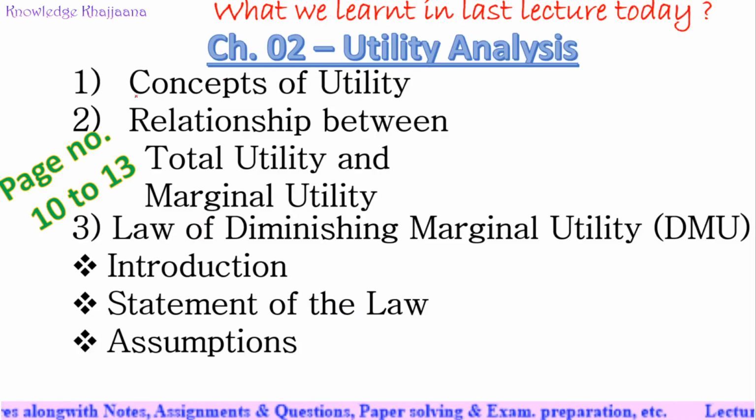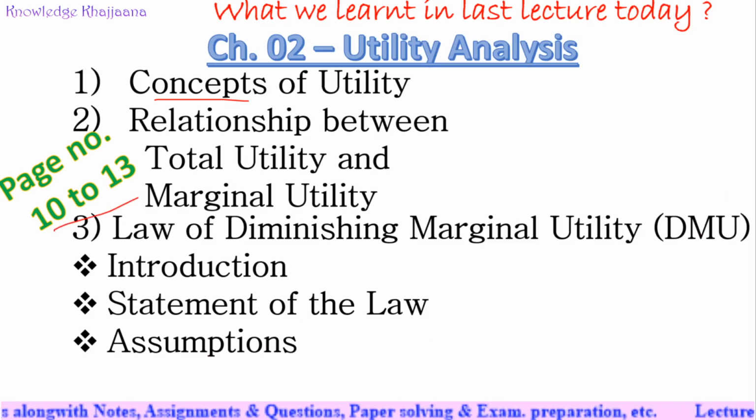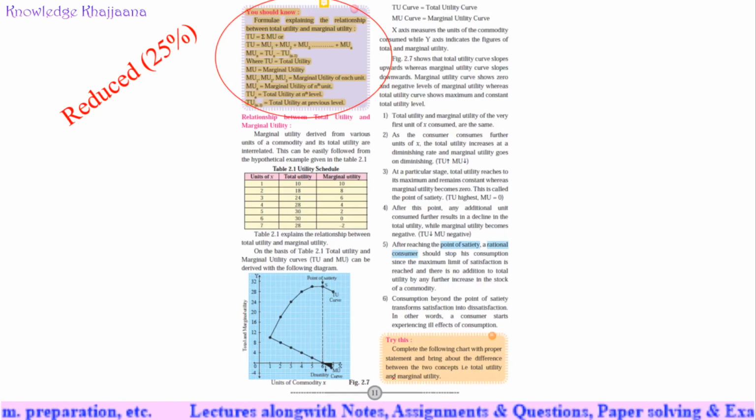In our earlier lecture we had completed concepts of utility, relationship between total utility and marginal utility, and the law of diminishing marginal utility, that is DMU, which is one of the most important laws in economics. Then we have already seen the introduction, statement of the law and assumptions of the law, which were given on page number 10 to 13. See, concepts of utility, this portion from page number 11 has been reduced as part of the 25% reduction in the syllabus for this academic year 2020-21.